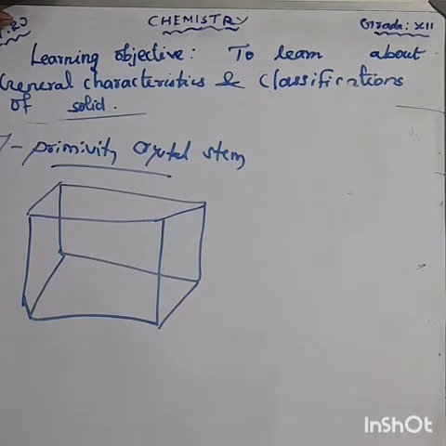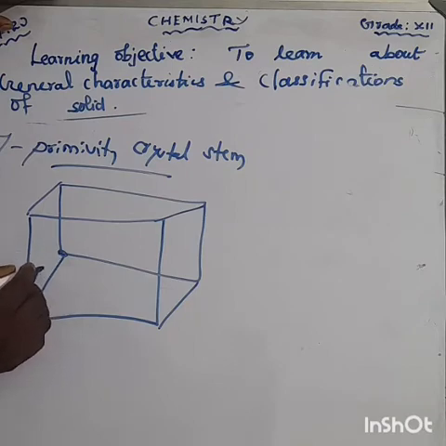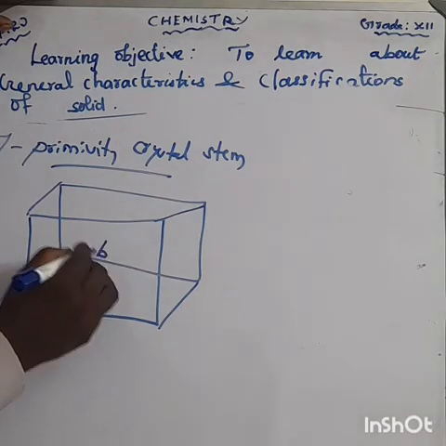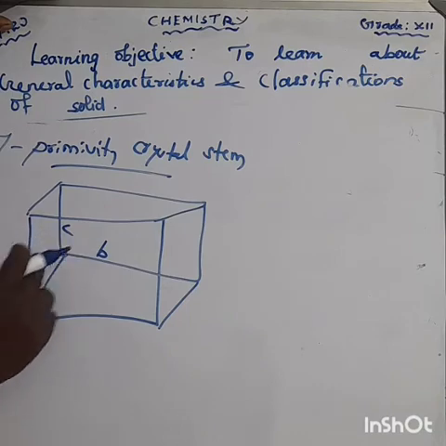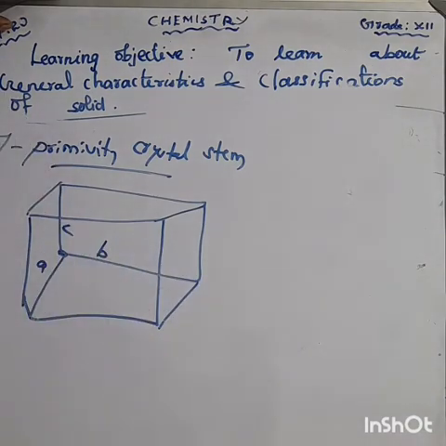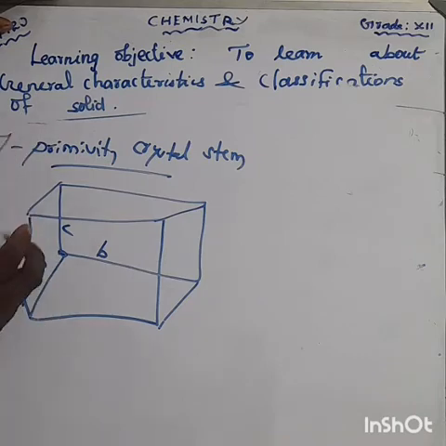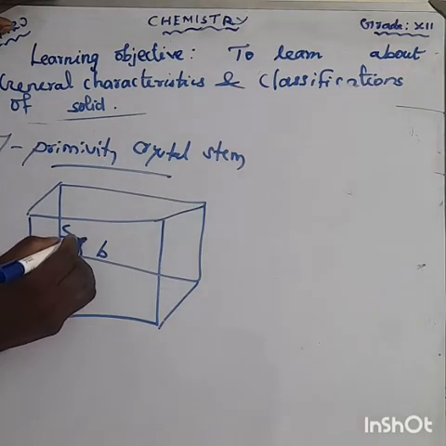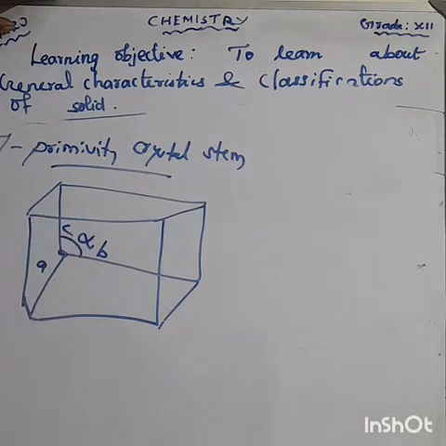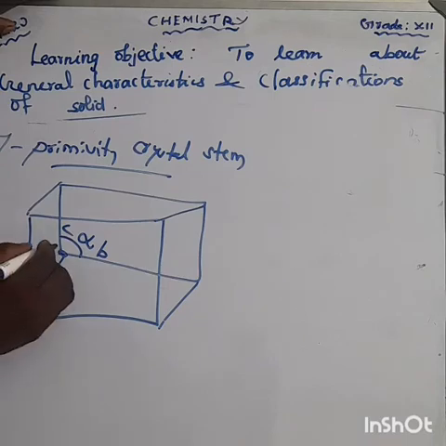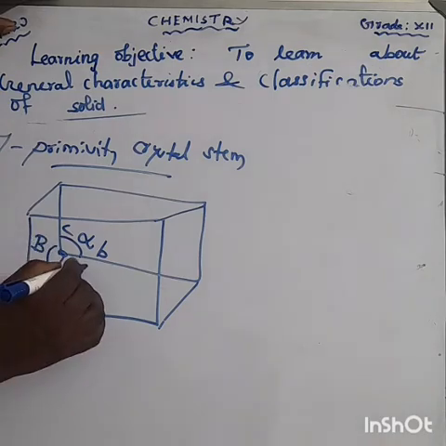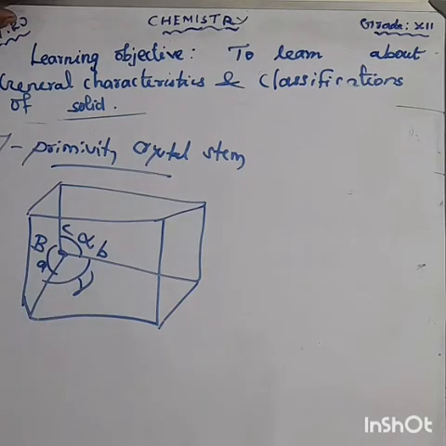Unit cell. Here, the lattice constants are A, B, and C. This is A, this is B, this is C. And there are the angles between the edges. This angle is gamma, this is alpha, this is beta. These are the 3 angles.